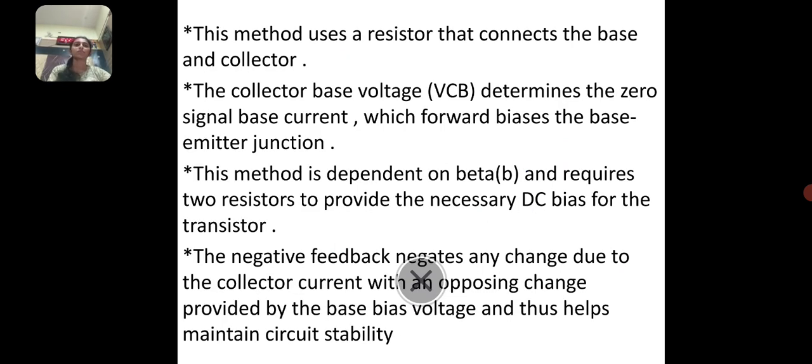This method uses a resistor that connects the base and collector. The collector base voltage VCB determines the zero signal base current which forward biases the base emitter junction. This method is dependent on beta and requires two resistors to provide the necessary DC bias for the transistor. The negative feedback negates any change in the collector current with an opposing change provided by the base bias voltage and thus helps maintain circuit stability.